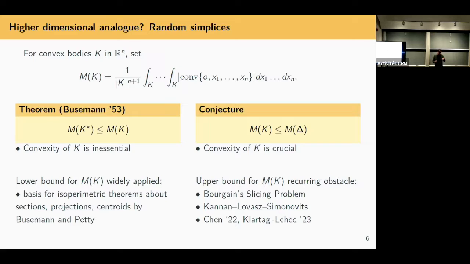I want now to move from a question about, you know, random triangles to sort of downstream impacts, the reach of these inequalities.